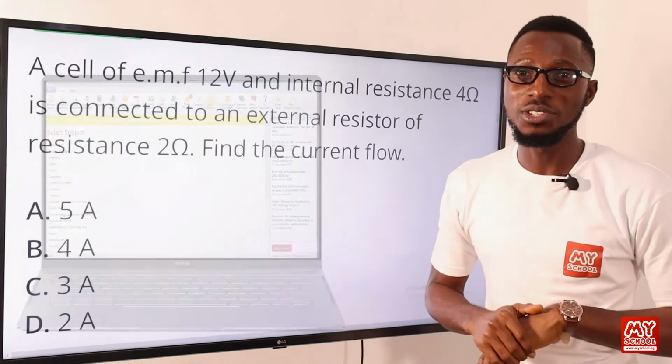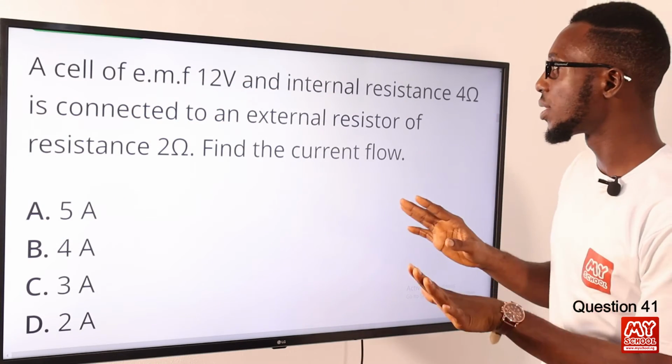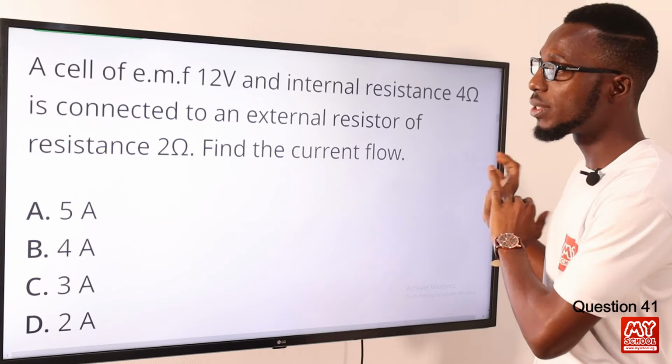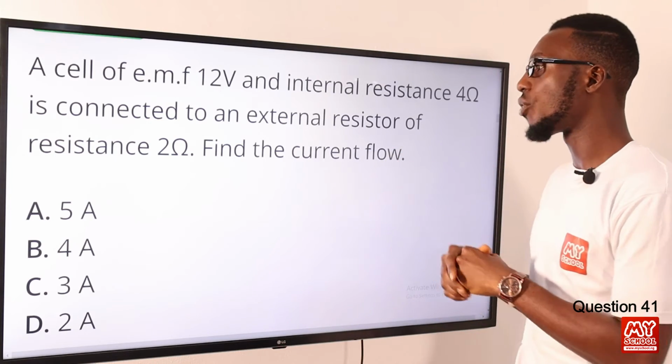So join me as I solve question 41. A cell of EMF 12 volts and internal resistance 4 ohms is connected to an external resistor of resistance 2 ohms. Find the current flow.